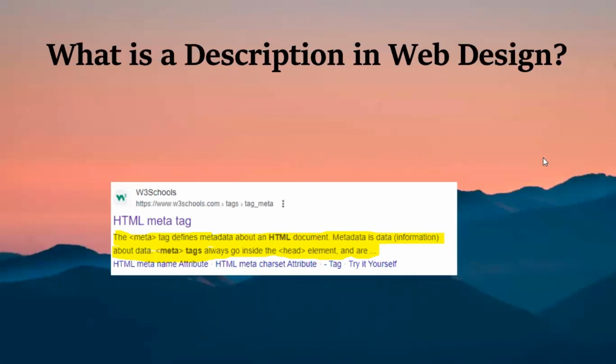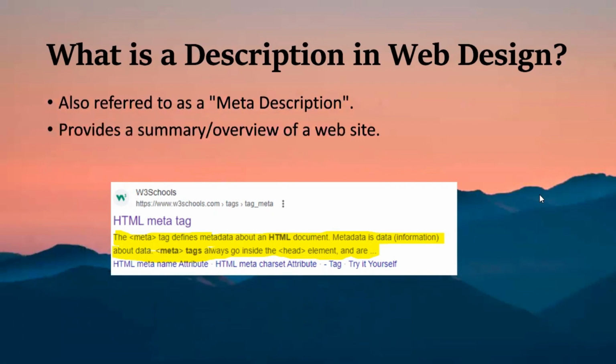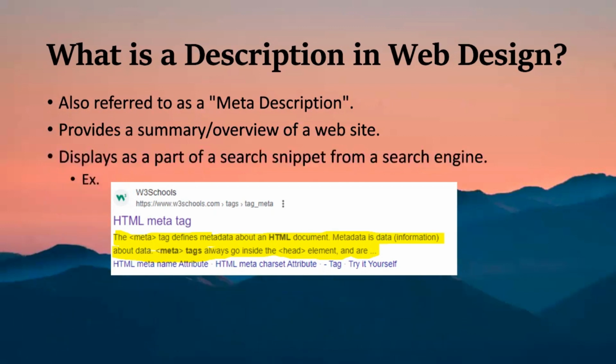So what is a description now? Shifting gears to the description in web design. Also referred to as a meta description. It provides a summary and overview of a website and displays as a part of a search snippet from a search engine. Here's an example, the description appearing beneath the title of the search result. Really just summarizing what it is that the website is about to give the user a good insight as to what it is they're going to be visiting if they click.